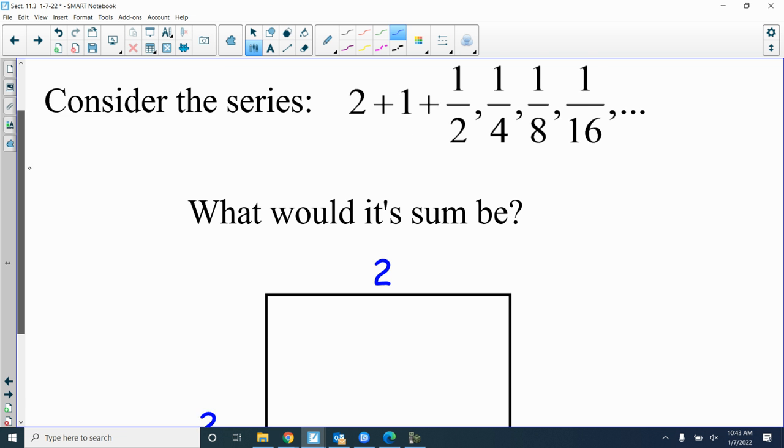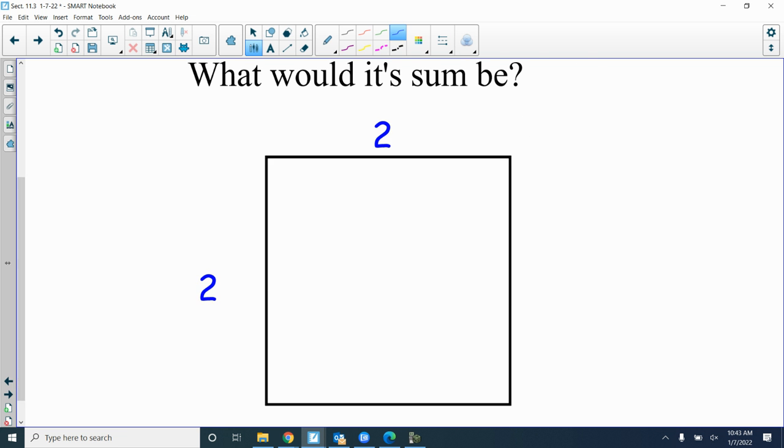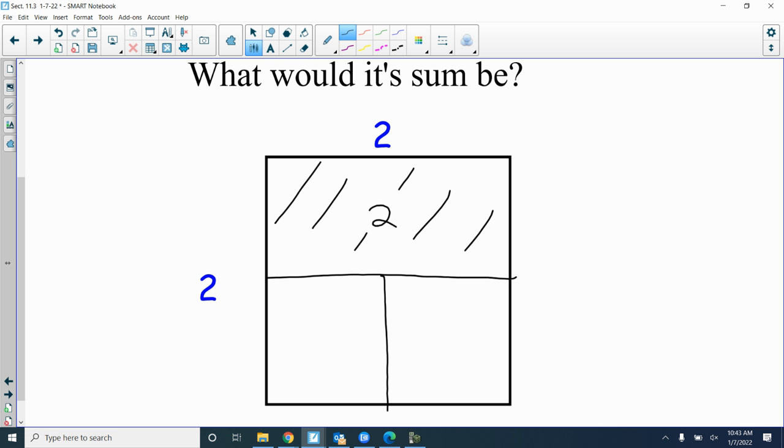1/2. So I'm going to start with 2, and I'm going to pretend I got a block of area 2, and I'm going to put it in that square. So my first block has area 2, and it would be this right here. Make sense? What's my next block have an area of? 1. And I can go right here. So that has an area of 1.